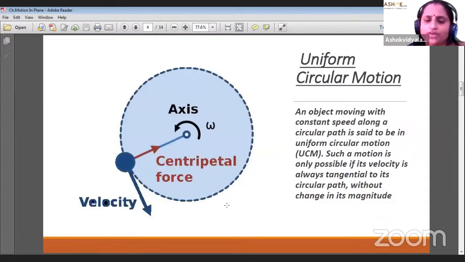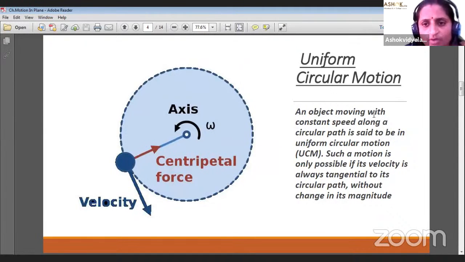Next one, uniform circular motion. This one is called uniform circular motion, where this is the centripetal force, velocity, and omega is nothing but angular velocity. Now, first of all, what is uniform circular motion?